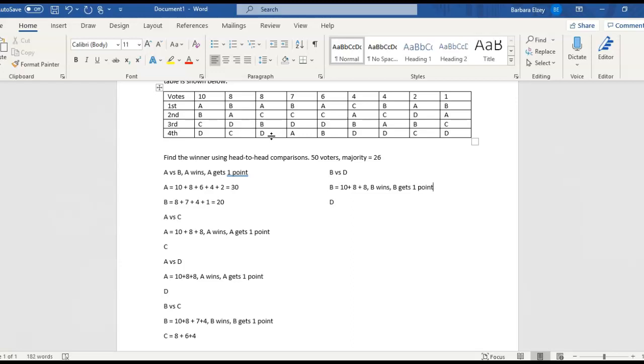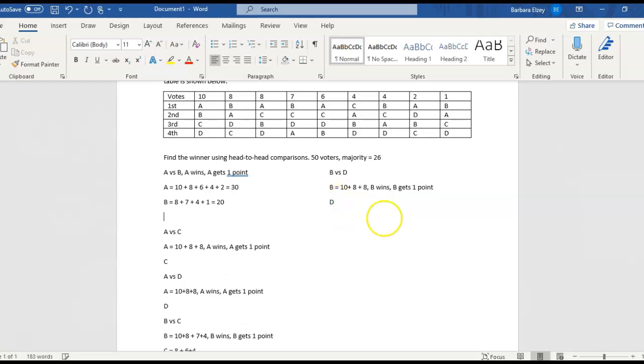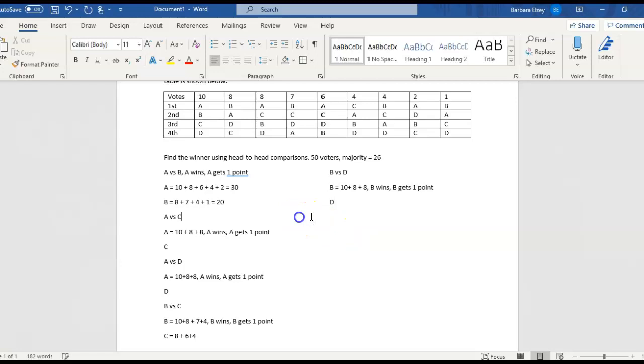All right, now we've compared B to every other competitor. We now need to compare C to every other competitor. And really, we've compared C to A already. We've compared C to B already. So really, we just need to do as our last one, C versus D. Okay, so let's start with C versus D.